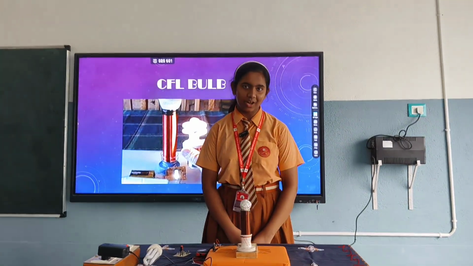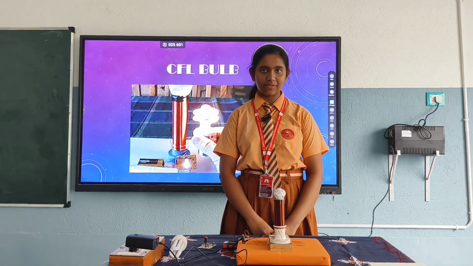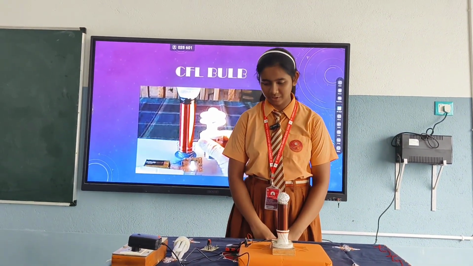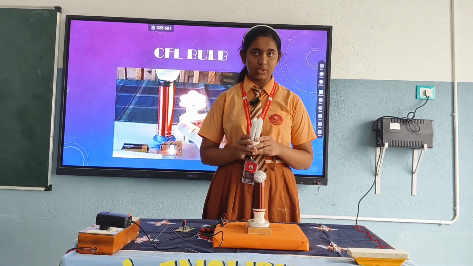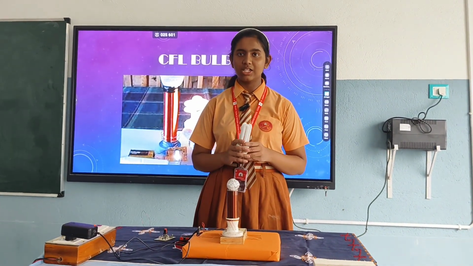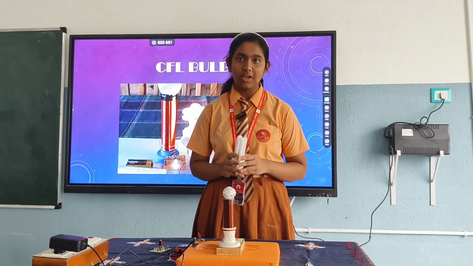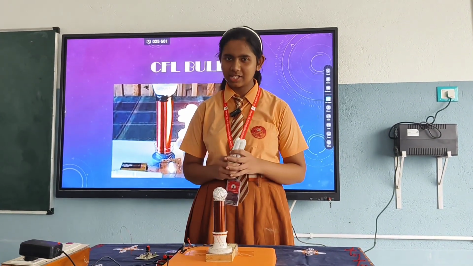Do you know Tesla coil is often referred to as a fantasy of physics? You know why? Let's find out together. Now this is a CFL bulb. If I bring this to close proximity with the Tesla coil, this will start glowing magically without any contact. Let's try it out, shall we?